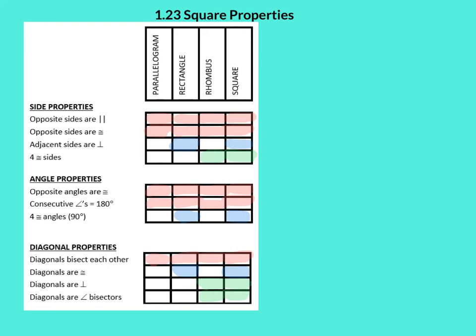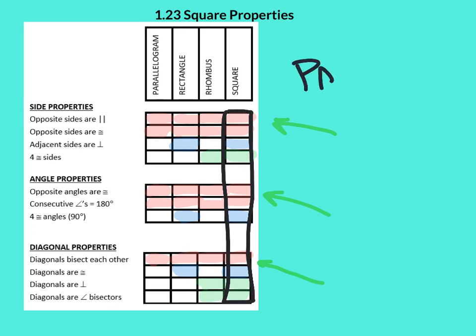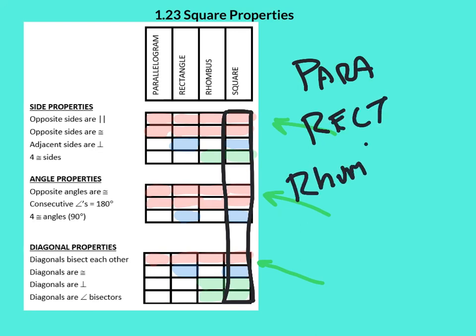We notice a few very important things. We notice that the parallelogram properties carry throughout, and we also notice that the square has all of the properties of everybody else. So a square is a parallelogram, it is a rectangle, and of course it is a rhombus all in one.